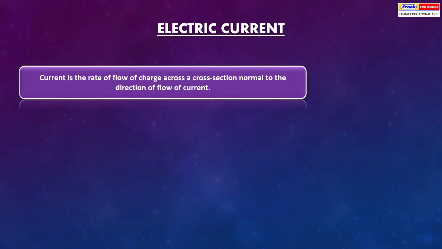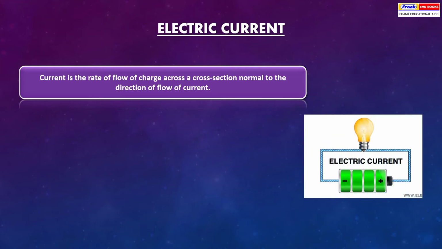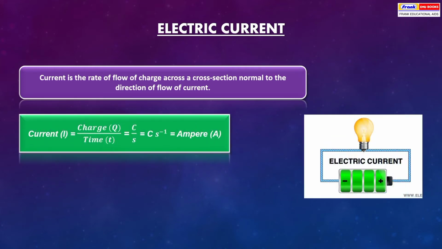Then we have electric current. Current is basically the rate of flow of charge across a cross section normal to the direction of flow of current. This is the diagram of an electric circuit. Current is basically charge per time and its SI unit is ampere. Current is a scalar quantity.